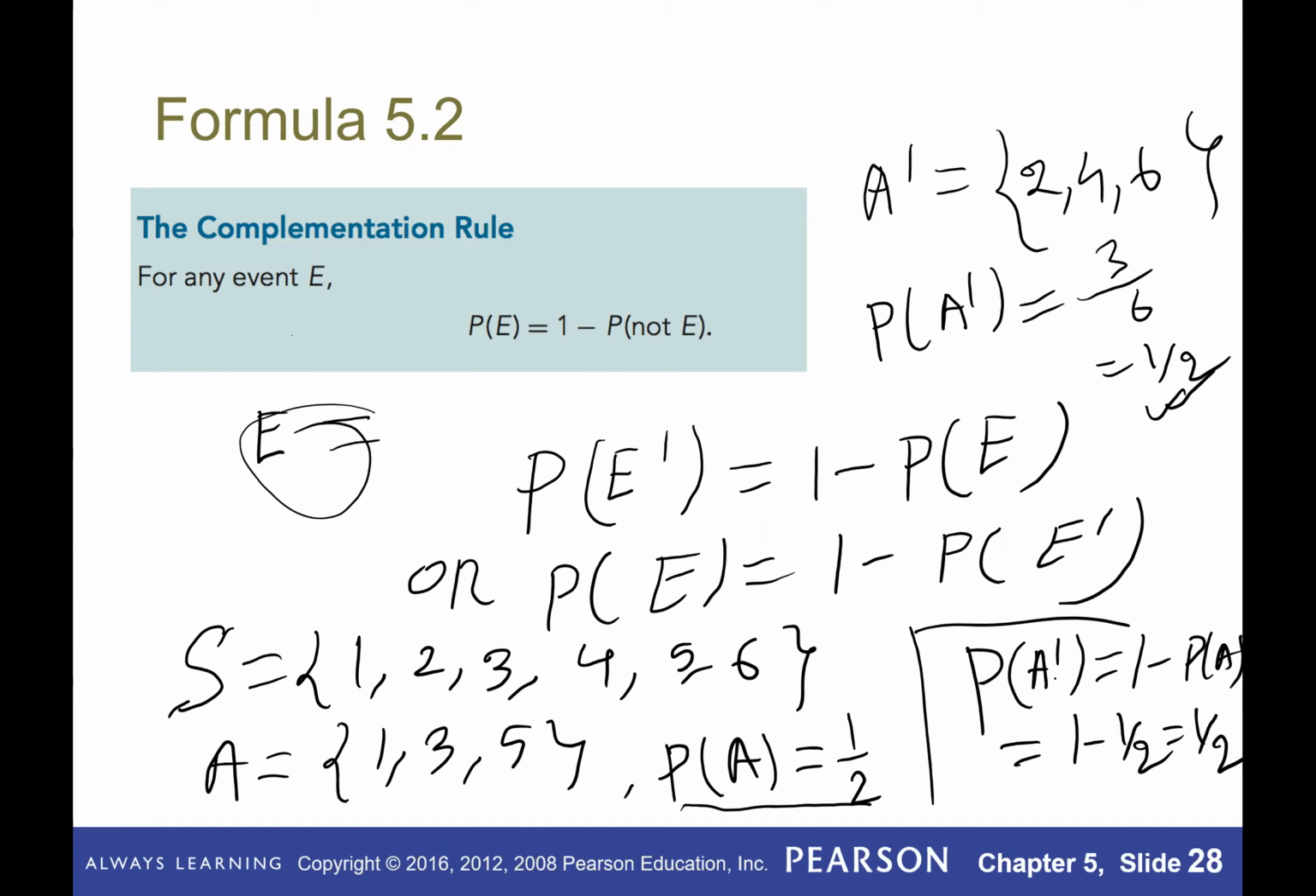So this is correct. Why does this work? Because we know that the total probability is 1, right? And the complement is all the elements outside A. So if you consider A and A complement, that includes all the outcomes in the sample space. That's why it works. The complement is the total probability minus the probability of that event, which means 1 minus probability of A.